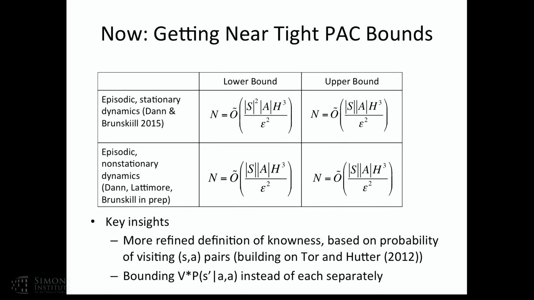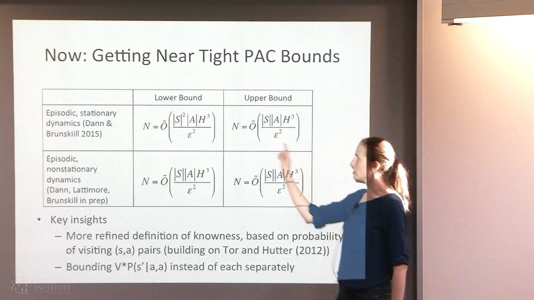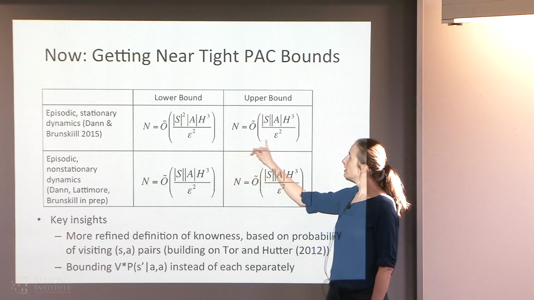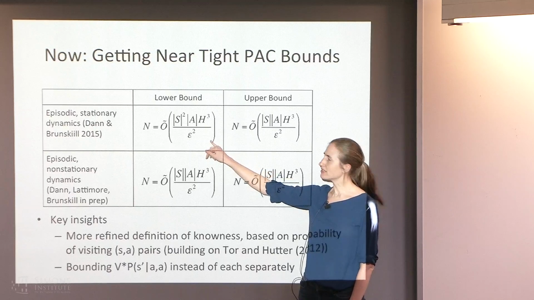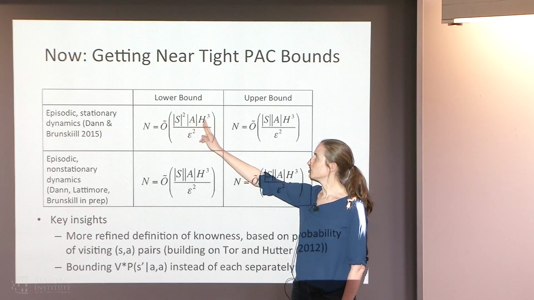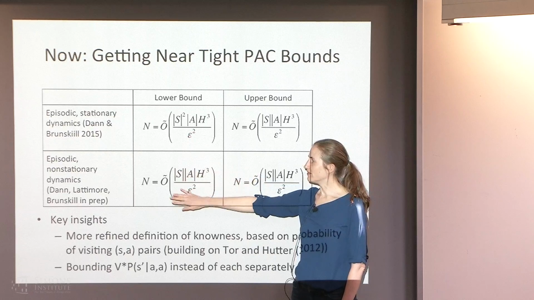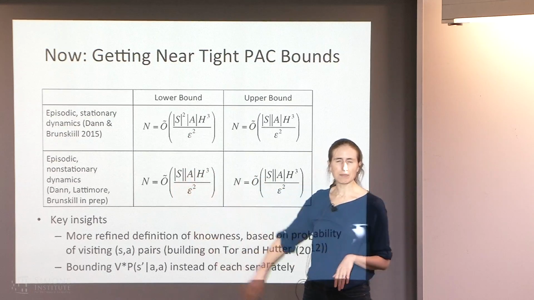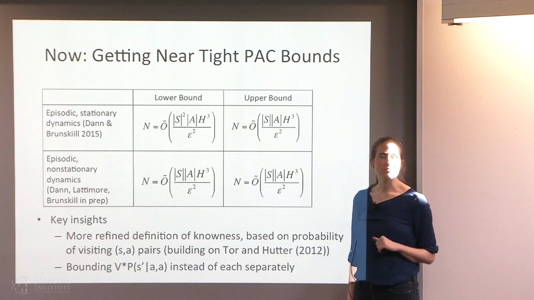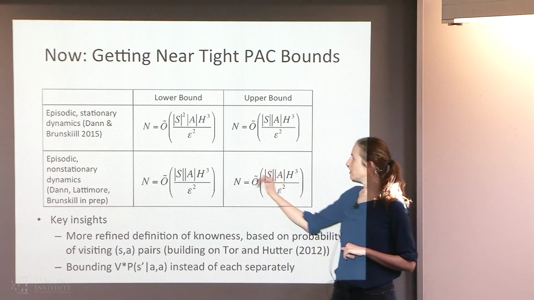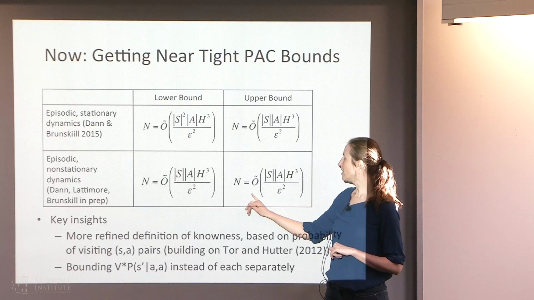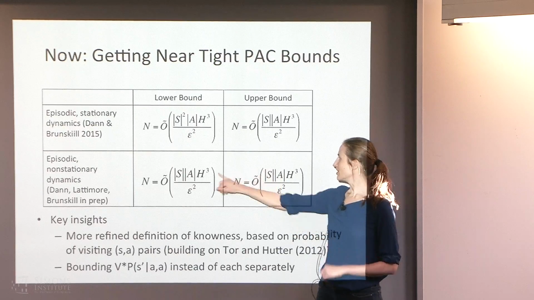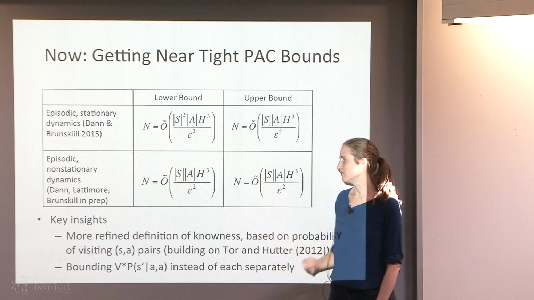We are starting to make some progress towards getting near tight PAC bounds now. So we've shown that for the episodic case, we can get much tighter. These are basically tight up to a factor of S. This is S squared A H cubed. And then if the domain is non-stationary, so that means your dynamics could change at every time step, but you only have H time steps before you reset, then these are tight up to a factor of H. Sorry, that should be an H to the 4, up to a factor of H.